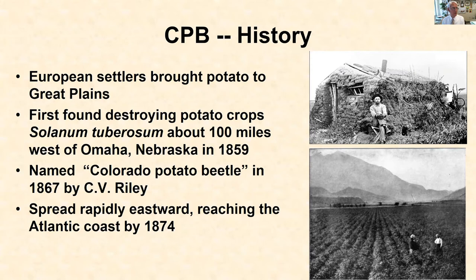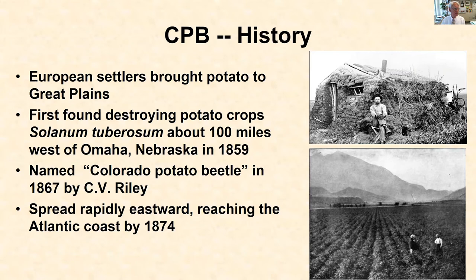Well, from then, the Colorado potato beetle just followed potato fields all the way back to the East Coast and reached the Atlantic Ocean in 1874. That's a pretty fast trip if you think about a beetle having only a couple times per year when it can get up and fly and go from one field to the next. And yet it got across the United States all the way to the Atlantic Ocean in that short amount of time.